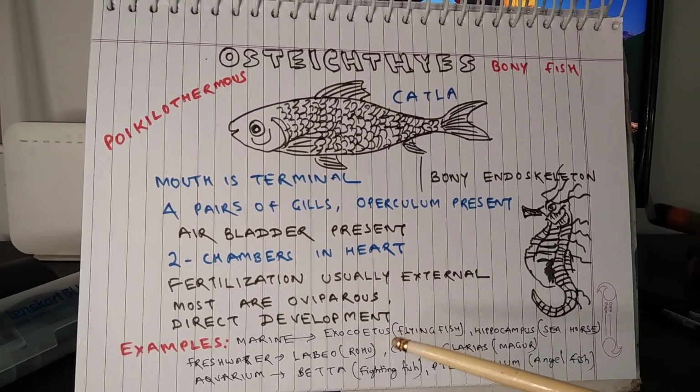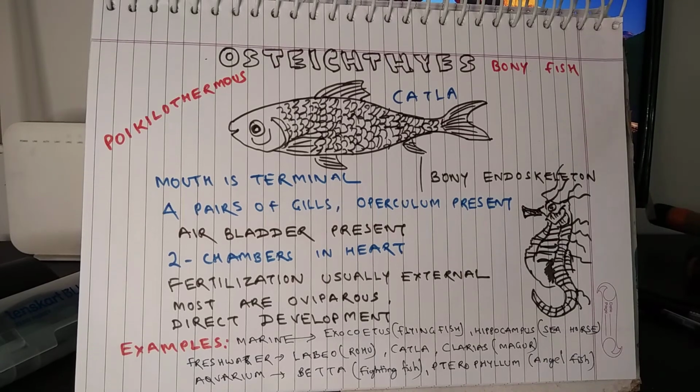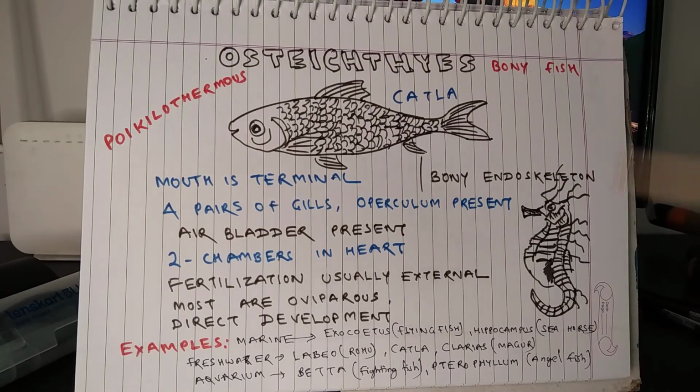Examples of marine animals are Exocoetus or flying fish, Hippocampus or seahorse. Examples of freshwater fish are Labeo or rohu, katla, Clarias or magur, and examples of fish in aquarium are Betta or fighting fish, Pterophyllum or angelfish. This diagram is of katla, this is of seahorse.